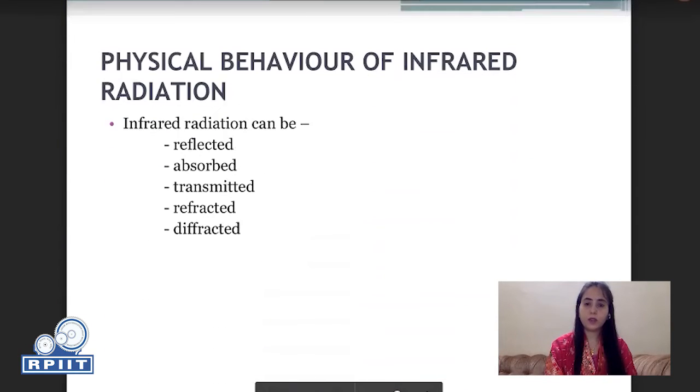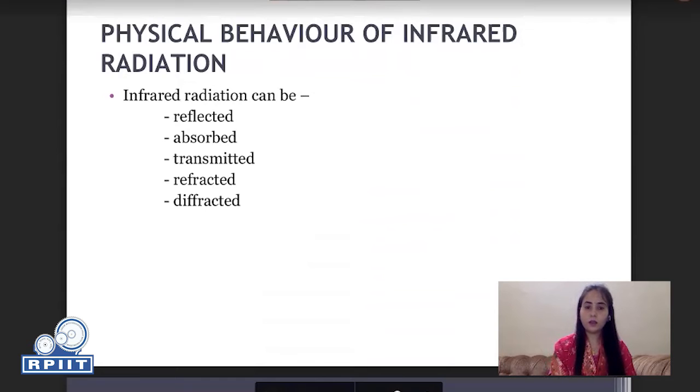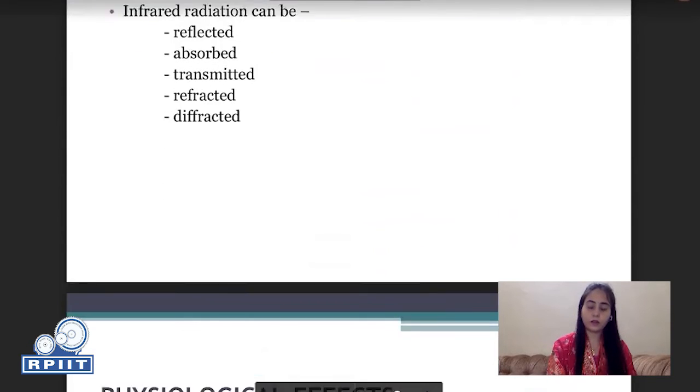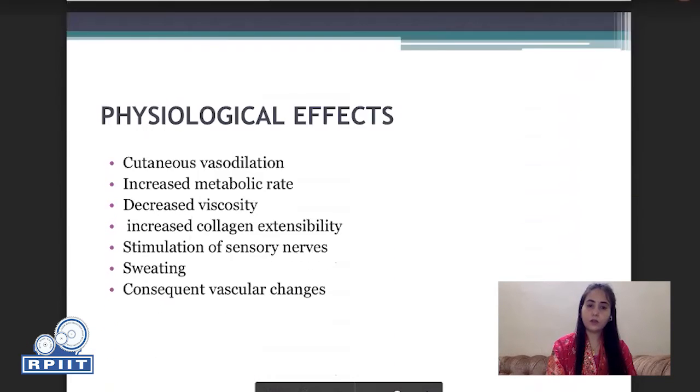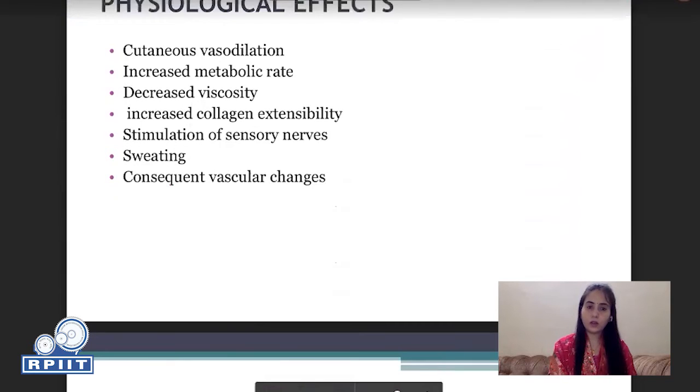What are the physical behaviors of IR radiations? IR radiations can be reflected, absorbed, transmitted, refracted, and diffracted. What are the physiological effects? Cutaneous vasodilatation, increased metabolic rate, decreased viscosity, increased collagen extensibility, stimulation of sensory nerve, sweating, consequent vascular changes.